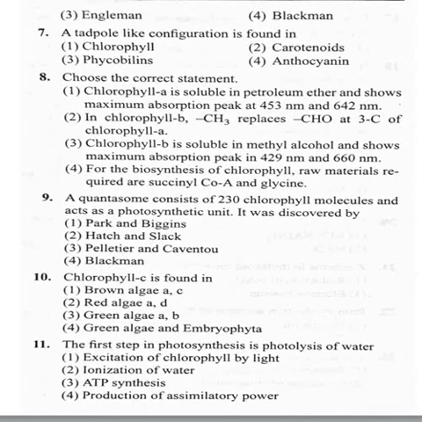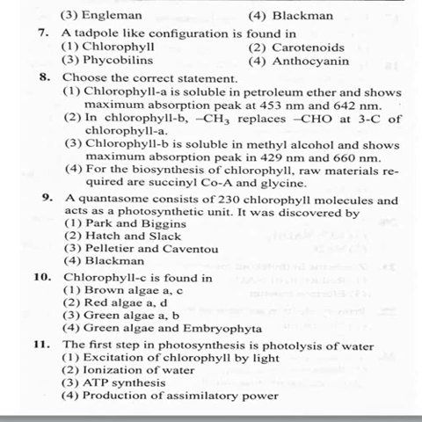Coming to the 11th question. The first step in photosynthesis is photolysis of water. Photosynthesis in photolysis of water is option 1 excitation of chlorophyll by light, option 2 ionization of water, option 3 ATP synthesis, option 4 production of assimilatory power.